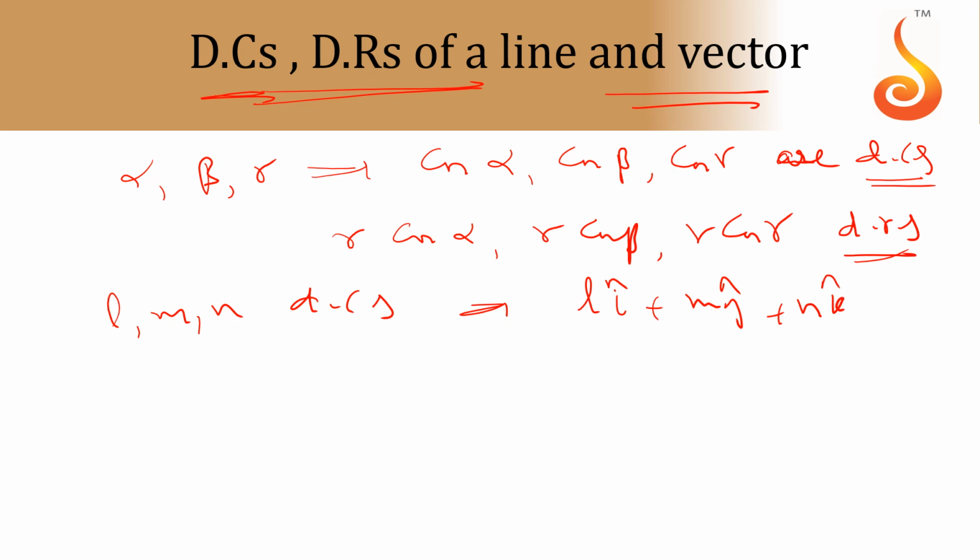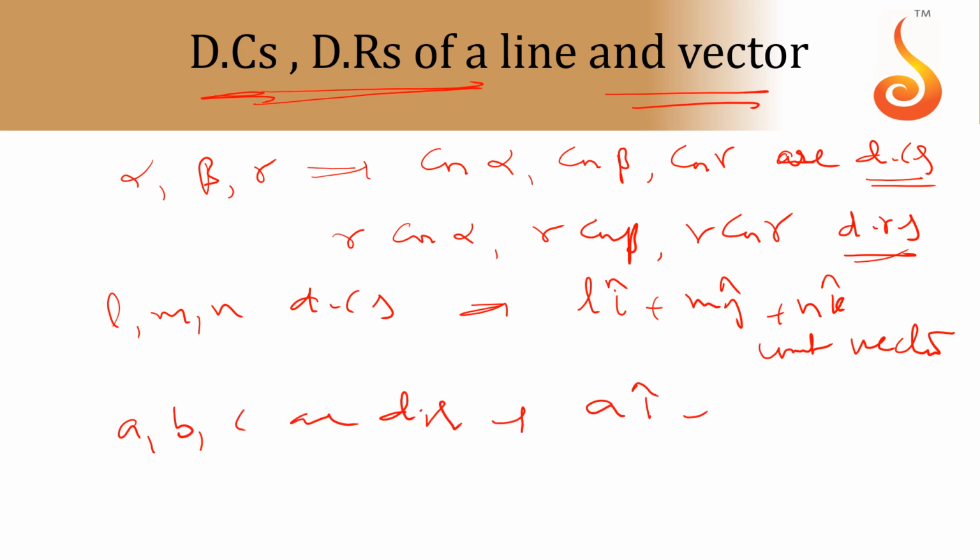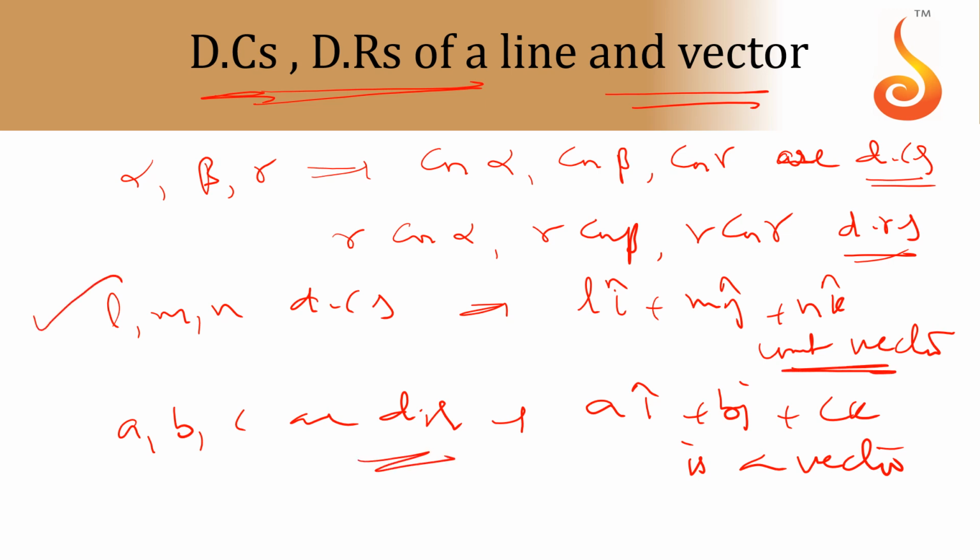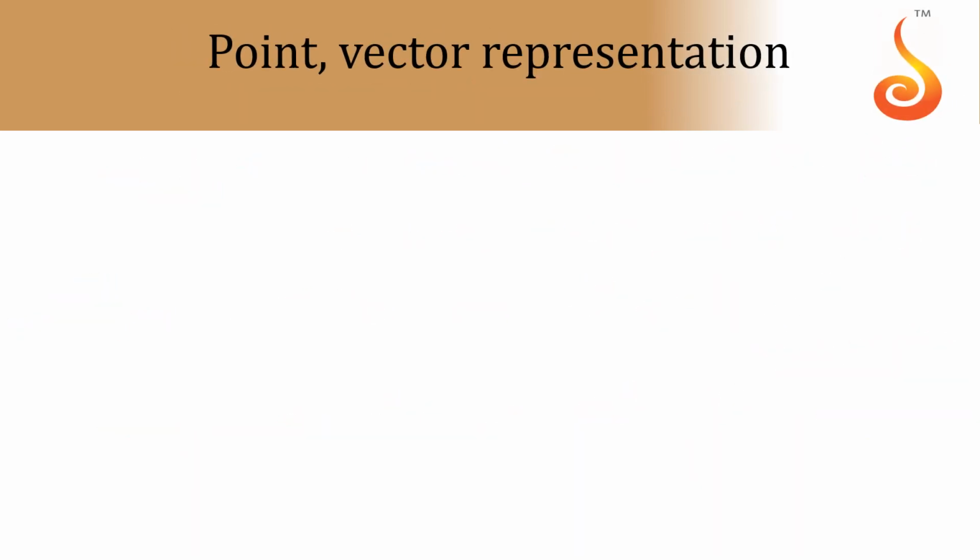Now suppose L, M, N are the DCs. You know that L i cap plus M j cap plus N k cap will be a unit vector. If A, B, C are DRs, A i plus B j plus C k is a vector along that line. This unit vector is also along that line. So you know that there will be two DCs for a line, so there will be two unit vectors on a line having two opposite directions. So there will be infinite DRs for a line. All those infinite DRs are the infinite vectors along the line.